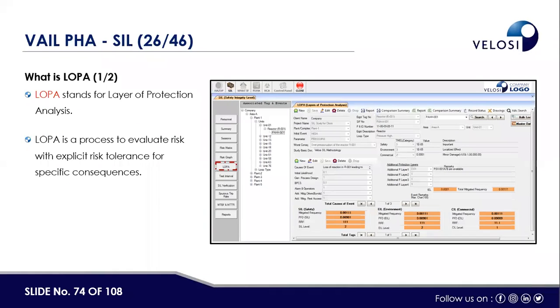So let us start. What is LOPA? LOPA stands for Layer of Protection Analysis. LOPA is a process to evaluate risk with explicit risk tolerance for specific consequences.